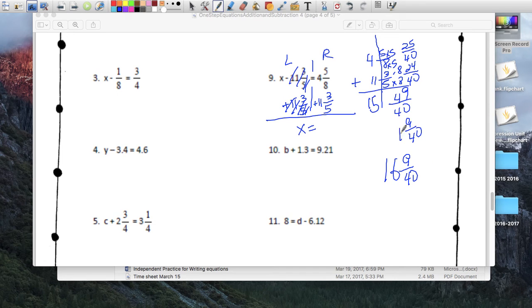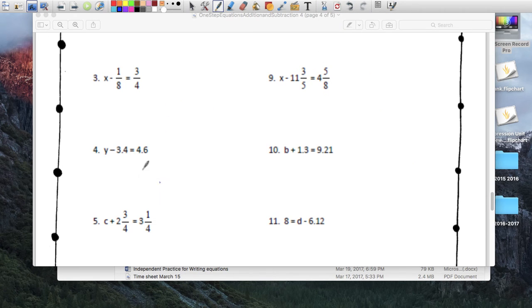Okay. I'm not going to do the check because I am running out of time, so I'll try to do as many as I can. Okay. Want me to do this one? 4?